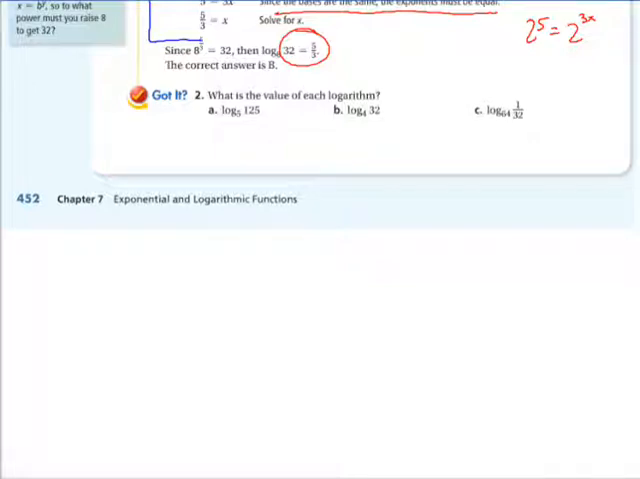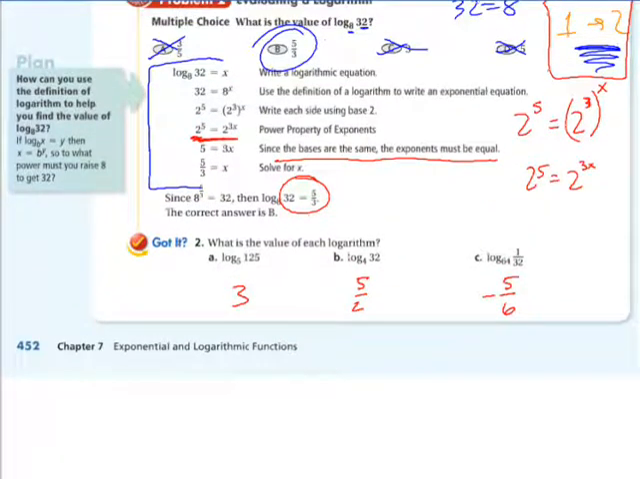All right, you've unpaused. Hopefully for 2a you got 3. Hopefully for b you got 5/2, and for c, toughie, you got -5/6. If you didn't, pause the video, try those again. See if you can follow the steps from this right here as far as how we did that. If you still can't, make sure you make note of it, and we'll go over it in class.